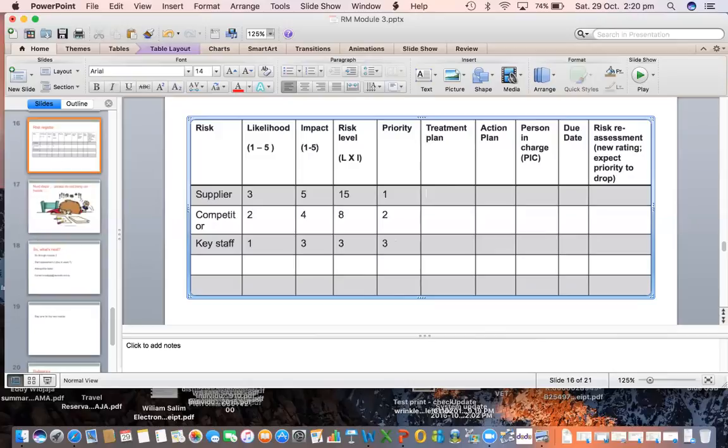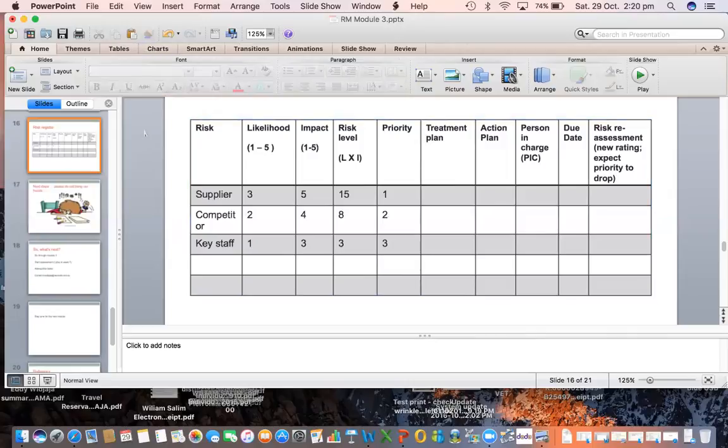And we develop the treatment plan. How do we treat risks? That could be developing a number of actions or options to deal with the supplier. So that's basically what we need to develop in terms of risk analysis and risk treatment.